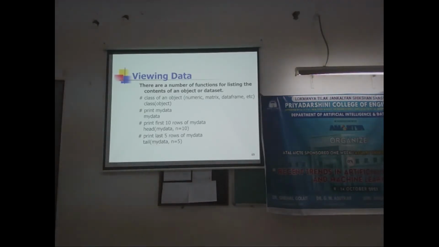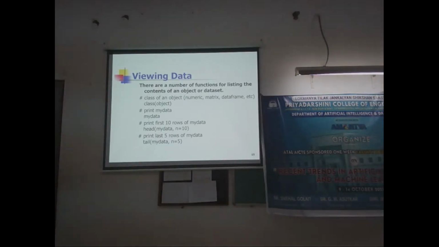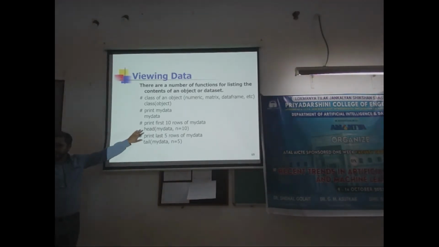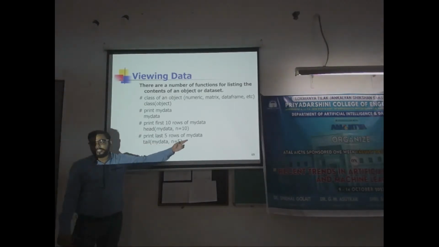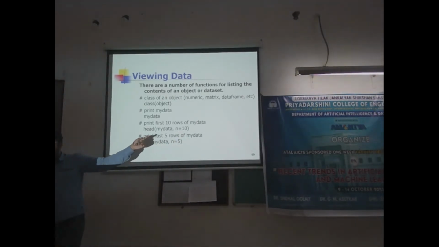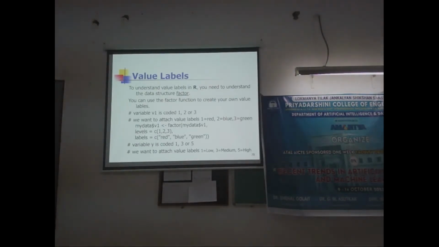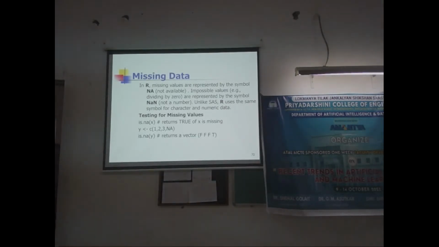Whatever data frame we are reading, most of the time we look for the maximum. We want to look at the top 10 rows or the bottom 10 rows. So you can use the head command and the tail command to read it out. Here you can define the number of rows you want to look at, and you define 5 or 10. Then value labels, I'll skip this.